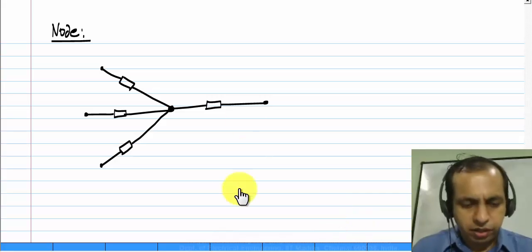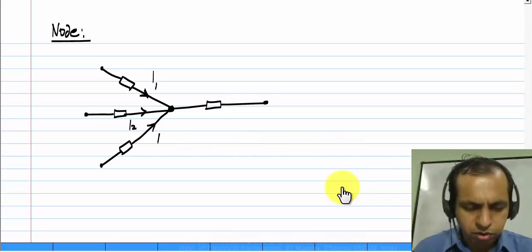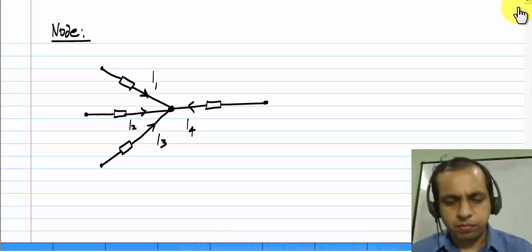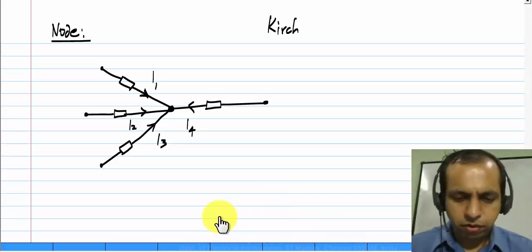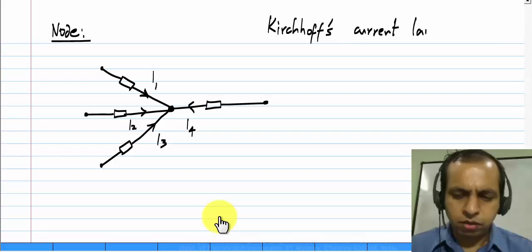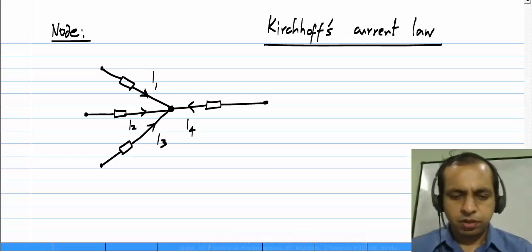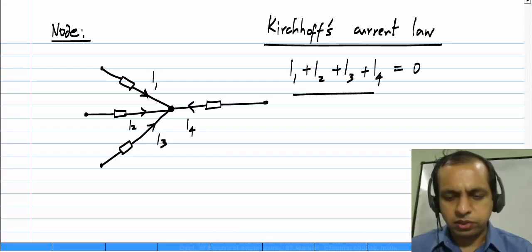And let me define the current in each element to be flowing towards the node. I1, I2, I3 and I4. So now there is a law, Kirchhoff's current law. Kirchhoff was the scientist who first stated this, which says that the sum of all currents entering a node is 0.